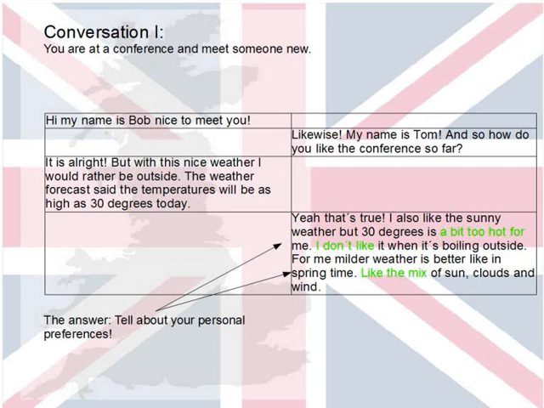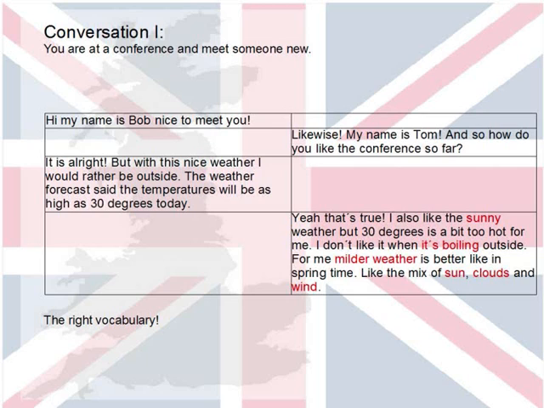Like the mix. He also tells us a little bit about his preferences, what he likes and what he dislikes. And of course we have this mix, personal preferences plus our topic. So you can see the weather vocabulary here, highlighted in red: sunny, milder weather, sun, clouds, wind. Also, of course, we use the idioms we have here. It's boiling, right? So Tom is using idioms in his sentences.